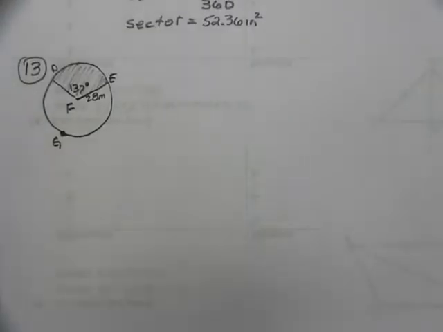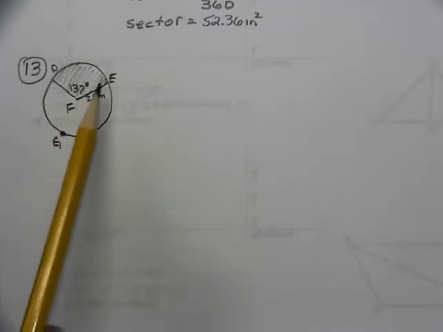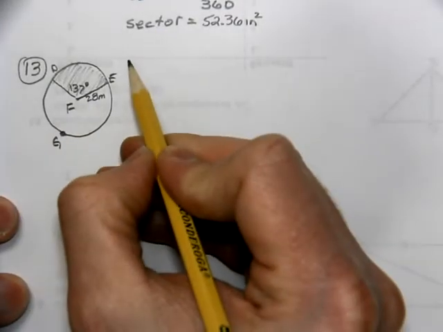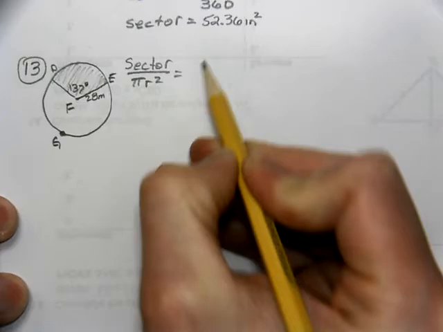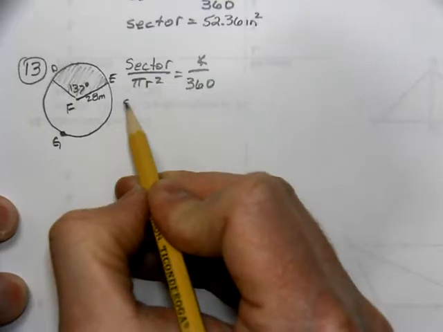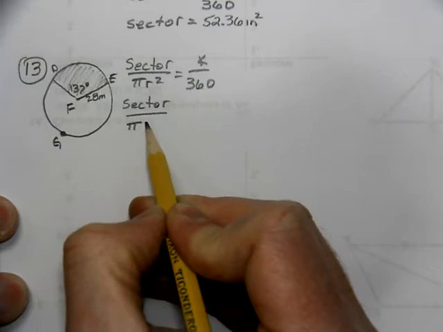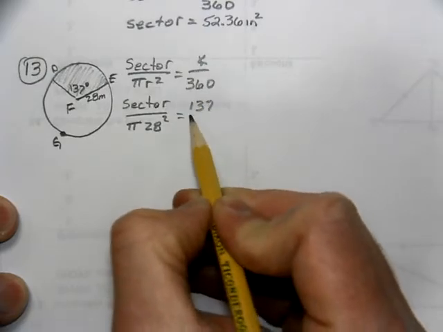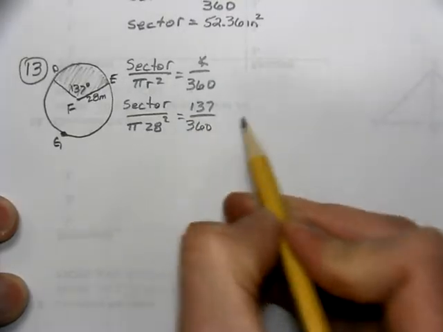So the area of our shaded region has an arc of 137, or a central angle of 137, and a radius of 28. So sector over pi r squared equals the angle over 360. We don't know what the sector area is, but we know the radius is 28 squared. The degree is 137 over 360.